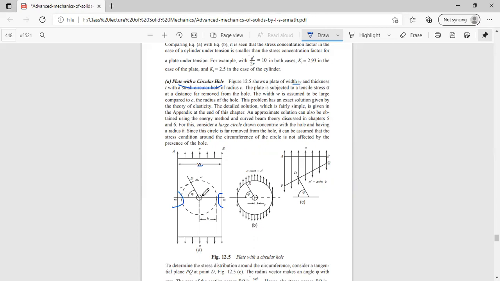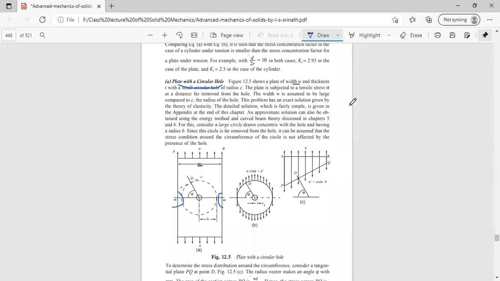There is a small circular hole. It's much smaller than the width itself. But the plate is subjected to, say, tensile stress sigma at a distance far removed from the hole. So the hole is at the center, much smaller than the width. So stress is reduced here and induced here, much further away from the point of application of the load itself.